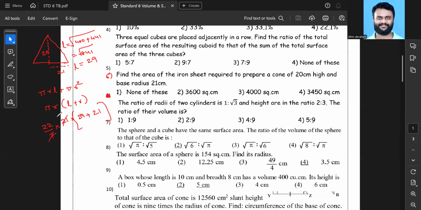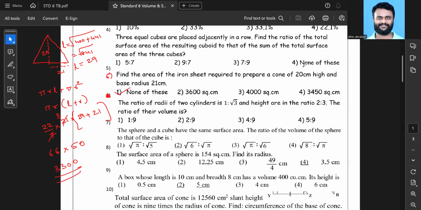So 7 and 21 get cancelled. We get 3. 3 into 22 is 66, multiplied by 29 plus 21, which is 50. That gives you 3300. Sorry, I made a mistake. Yes, 3300 is your answer, which is not there in the options. So the answer is none of these.